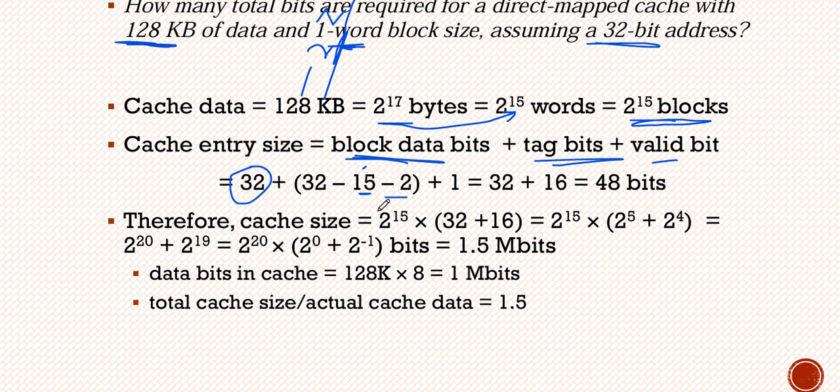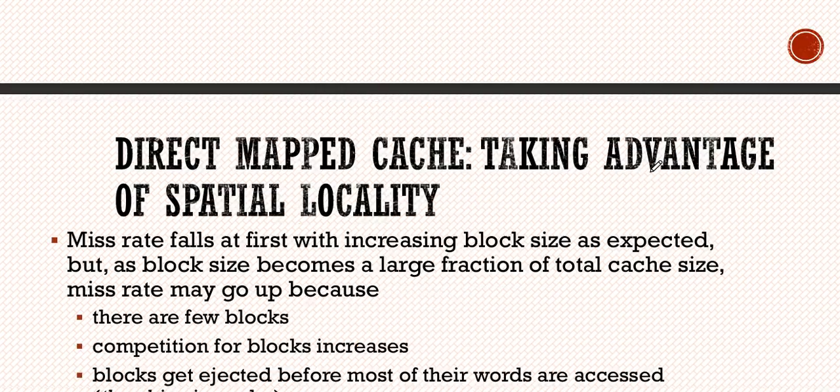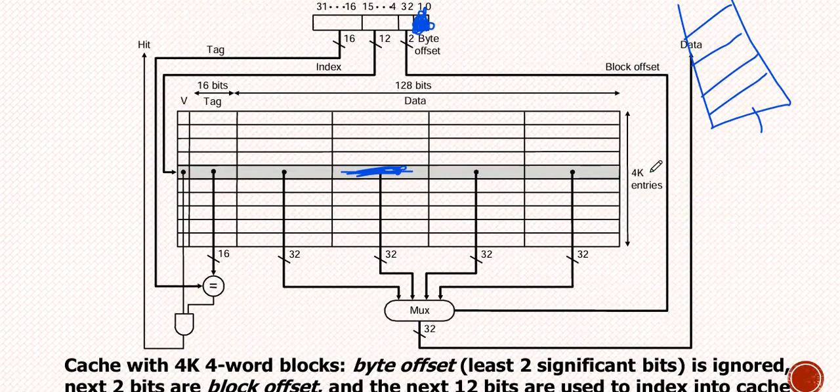Now remember, in a cache there are also the validity bits. What we did here is the calculation for the tag bits. There is also the validity bit. The validity bit is the bit which shows that the data is fresh.